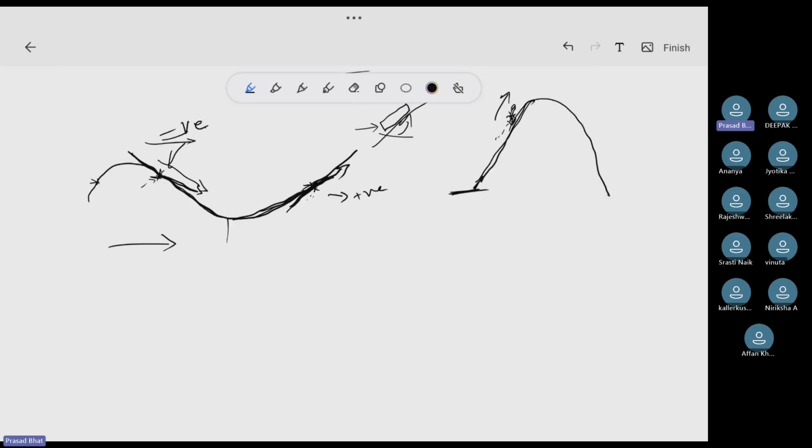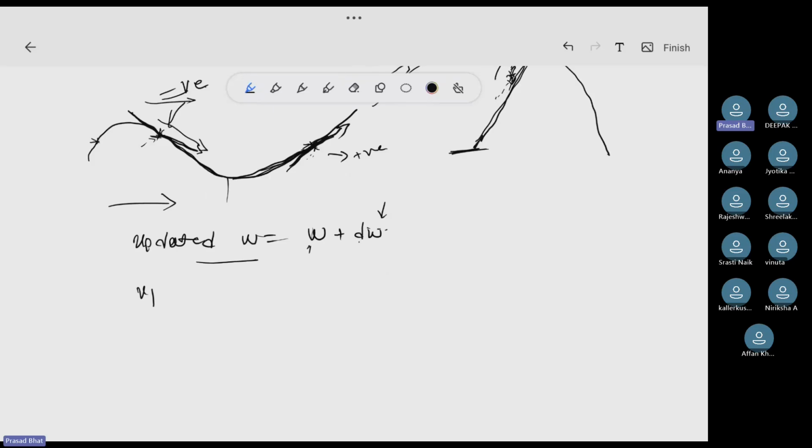What is it? The updated W is going to be the current W, whatever it is, plus dW. If dW is negative, we are reducing the value of W to get the new W value. In the same way, updated B is also going to be B plus dB. If it is positive, then we are going to increase the value of W and put it in updated W. We do this iteratively over a number of repetitions.